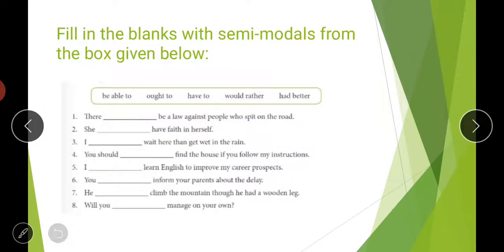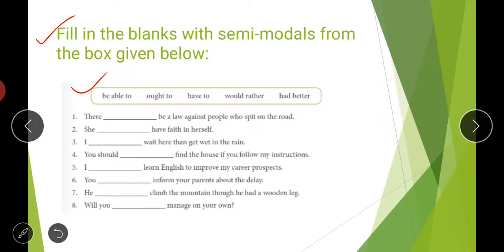Now let us take a look at the exercise based on your semi-modals. What you have to do in this exercise: fill in the blanks with semi-modals from the box given below. So options are already given to you, and then the fill-ups are given, and you have to choose the correct option. So the first one is, dash be a law against people who spit on the road.